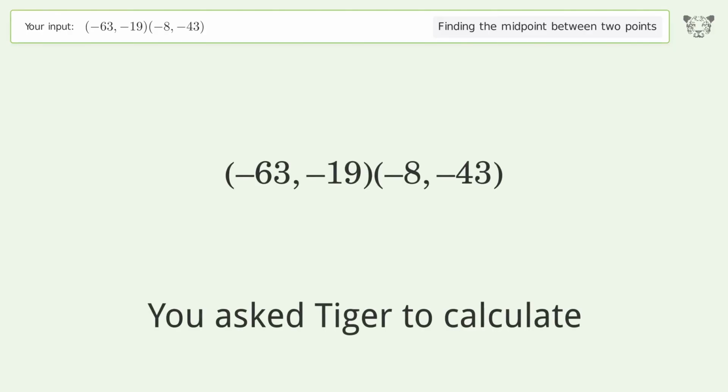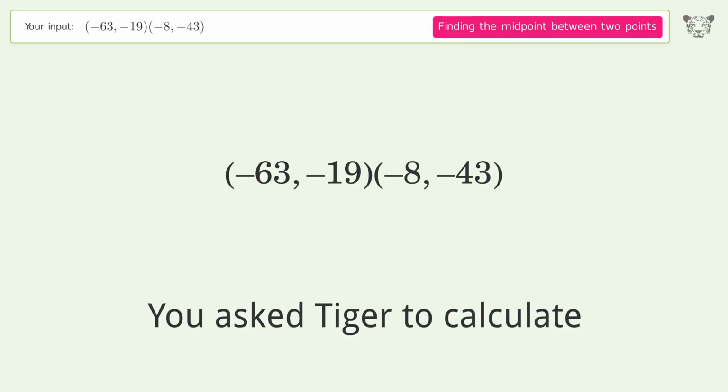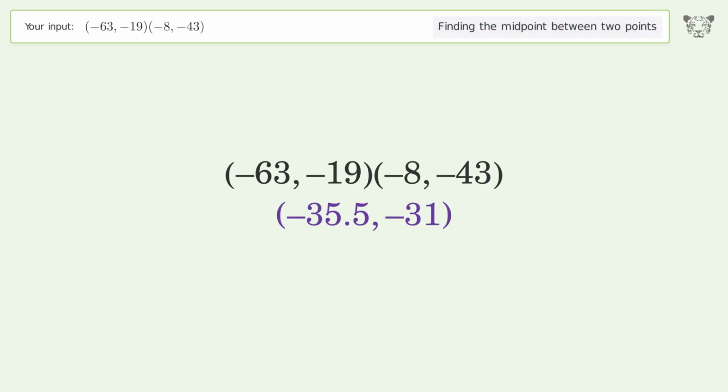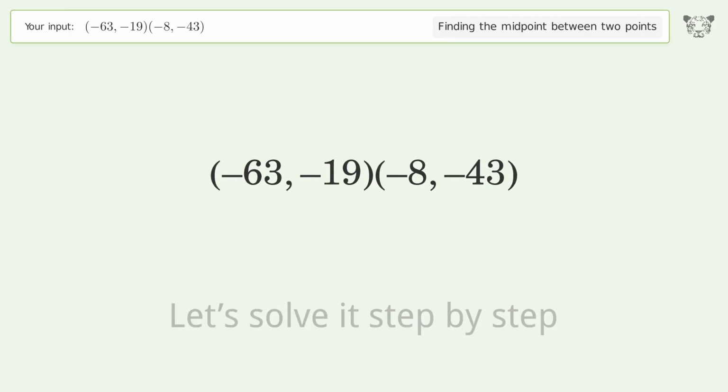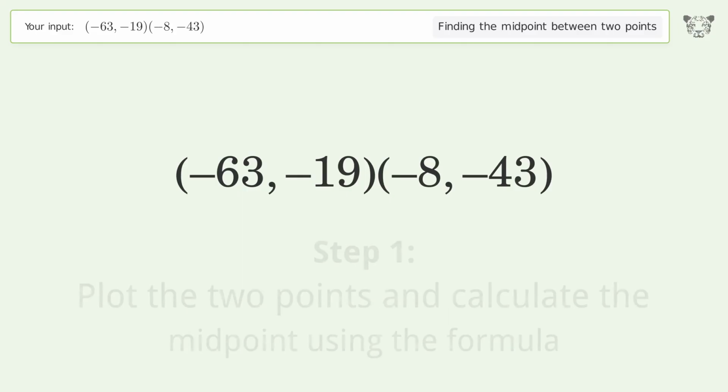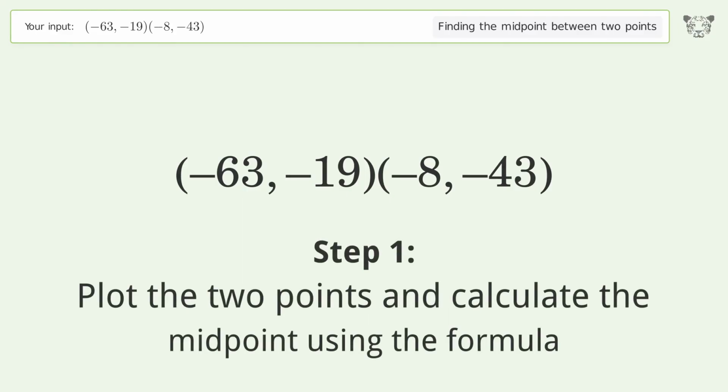You ask Tiger to calculate. This deals with finding the midpoint between 2 points. The midpoint between the 2 points is -35.5, -31. Let's solve it step by step. Plot the 2 points and calculate the midpoint using the formula.